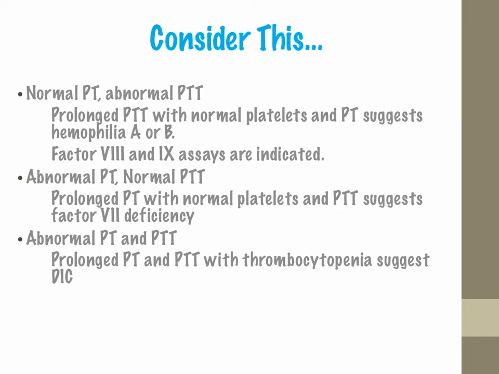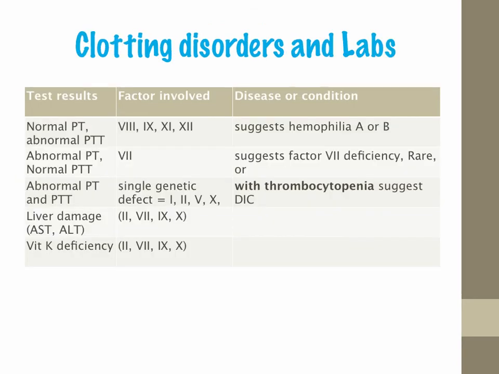Normal PT with an abnormal PTT means prolonged PTT with normal platelets and PT, suggestive of hemophilia A or B. Factor 8 and 9 assays are indicated at that point. I mean, it's time to refer. Abnormal PT, normal PTT, prolonged PT with normal platelets and PTT suggests a factor 7 deficiency. Okay, time to refer. Abnormal PT and PTT, well, then we're thinking about prolonged PT and PTT with thrombocytopenia. We are thinking about DIC, and it's really time to refer.